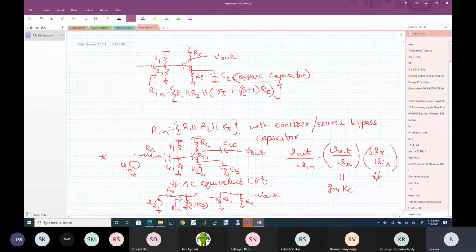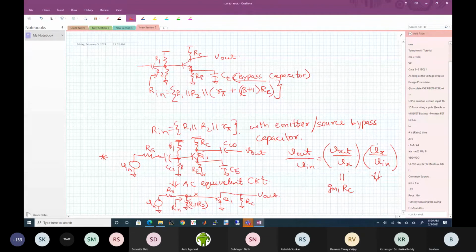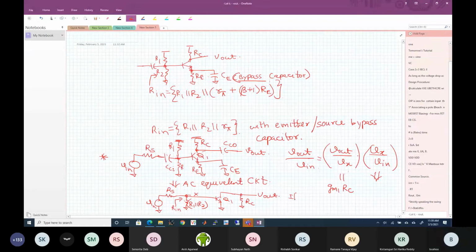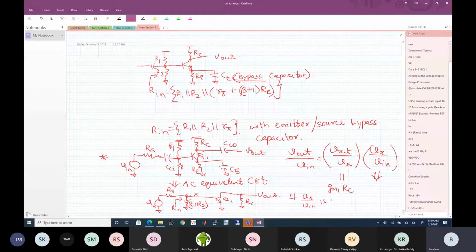Under what circumstance will I get the maximum gain? If this is maximized and this is maximized. Am I clear? Now, if Vx over Vin is maximized, we get maximum gain, implying Rin tends to infinity.